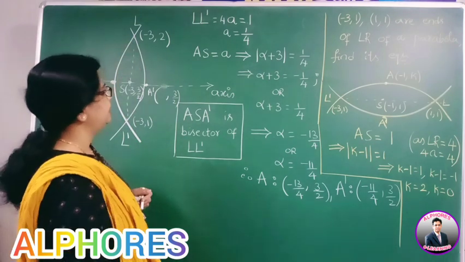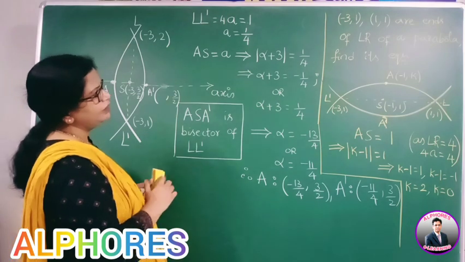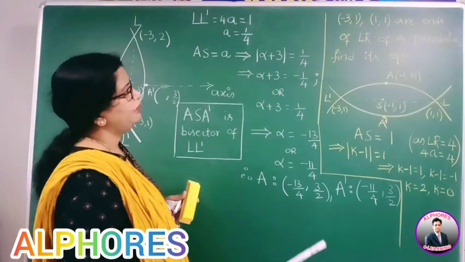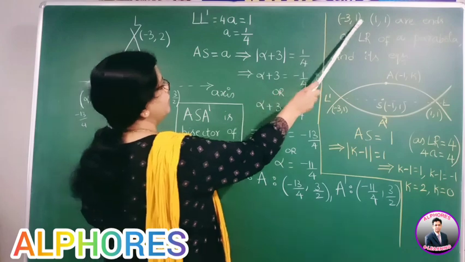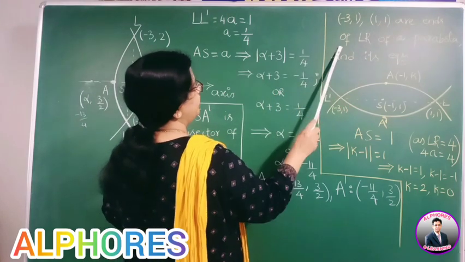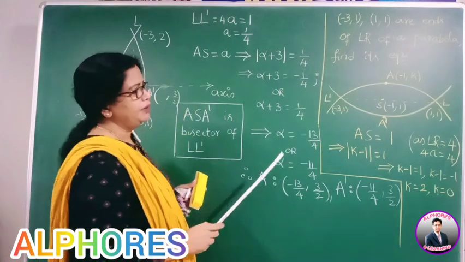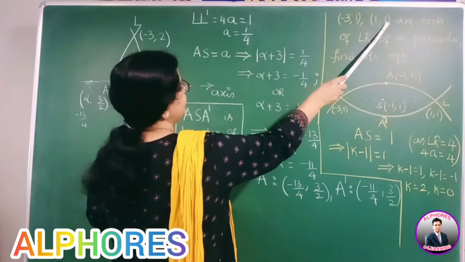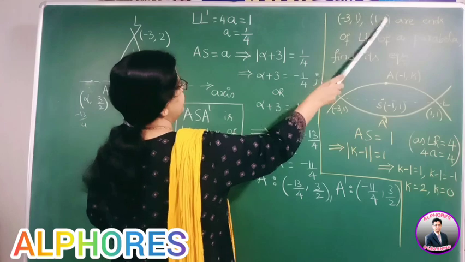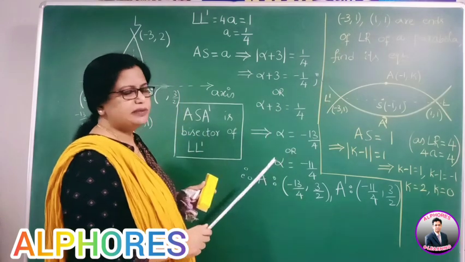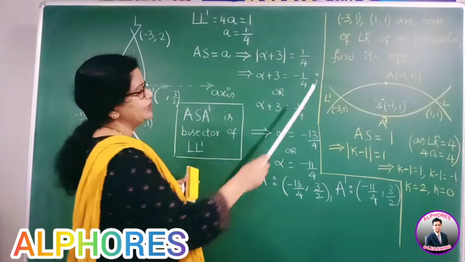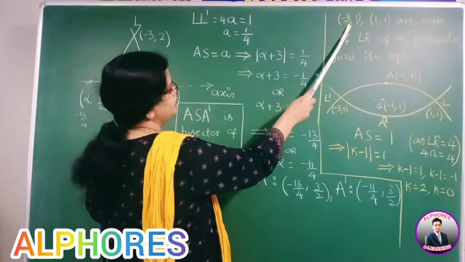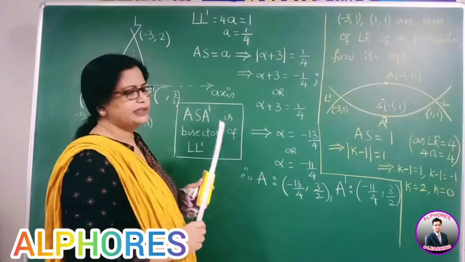Now, in the same way, suppose a problem is given with (-3, 1) and (1, 1) as the end points of the latus rectum. Which one is constant here? The ordinate is constant. When the ordinate is constant, the line is always parallel to the x-axis. That means the latus rectum is exactly parallel to the x-axis.